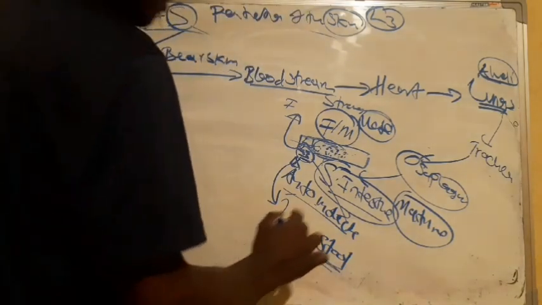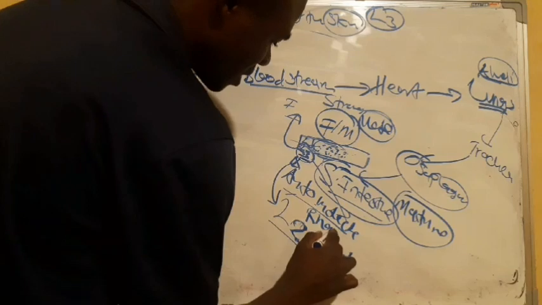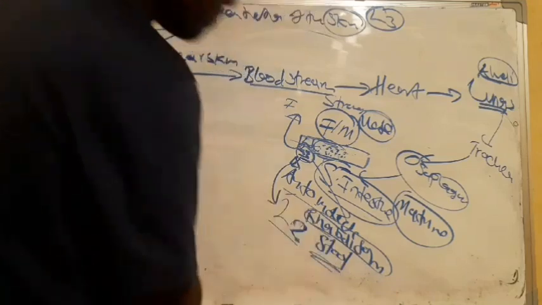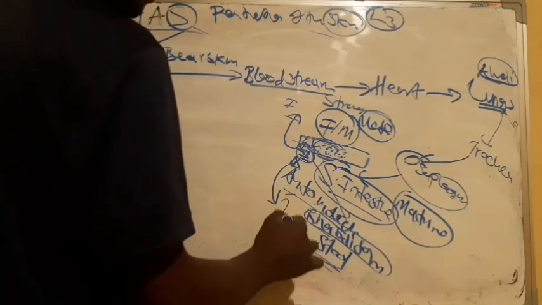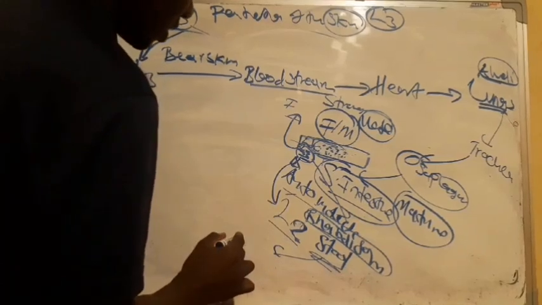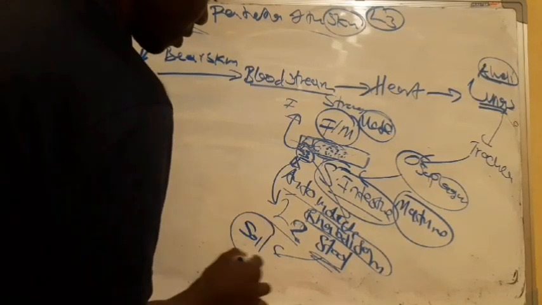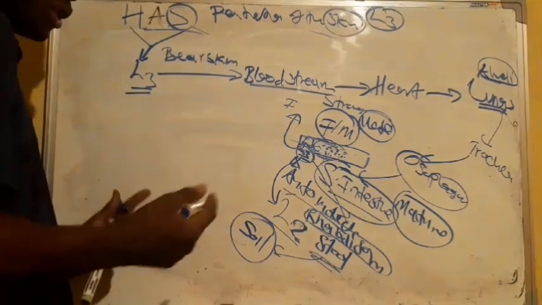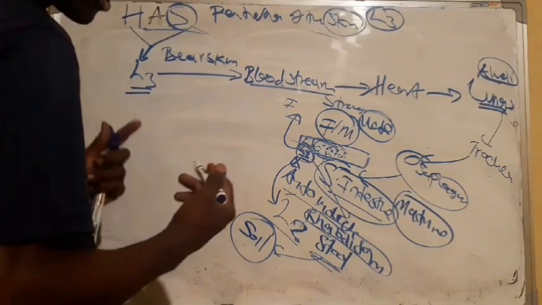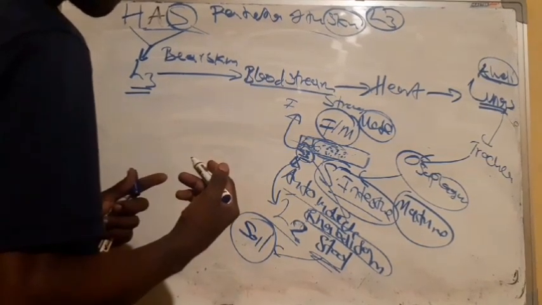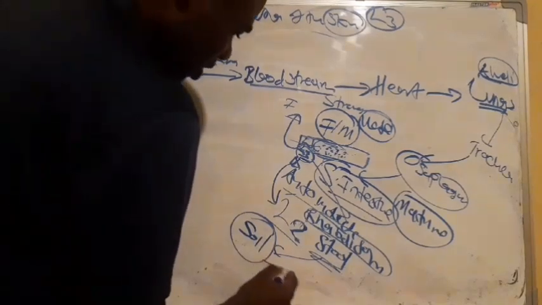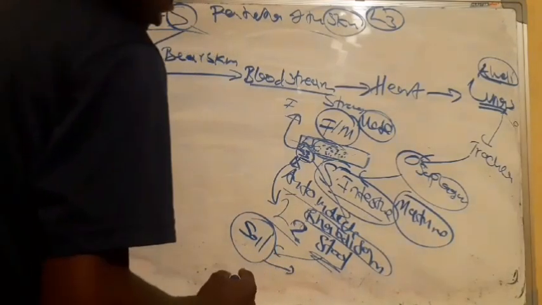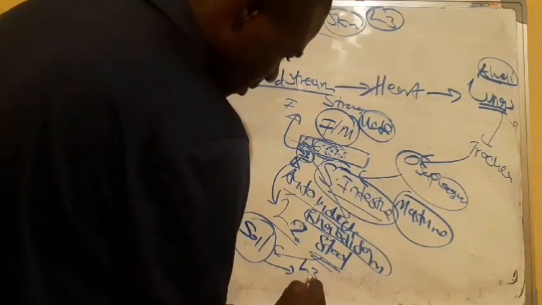This larva 2, what is the name? It's the rhabditiform larva. When it is in the soil, it also depends on the condition. Is the condition conducive or not? So it can change into larva 3.